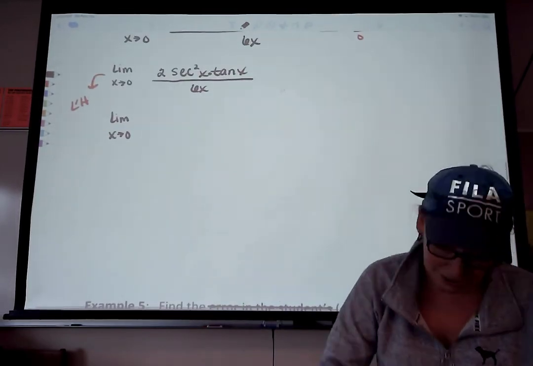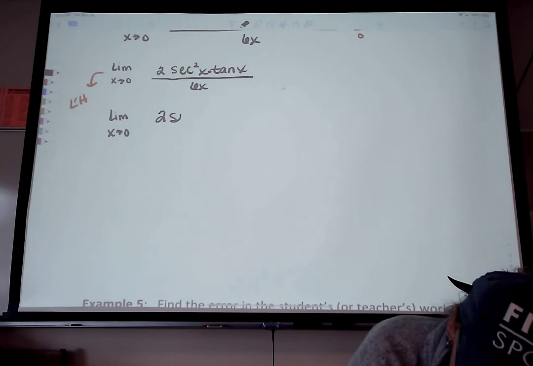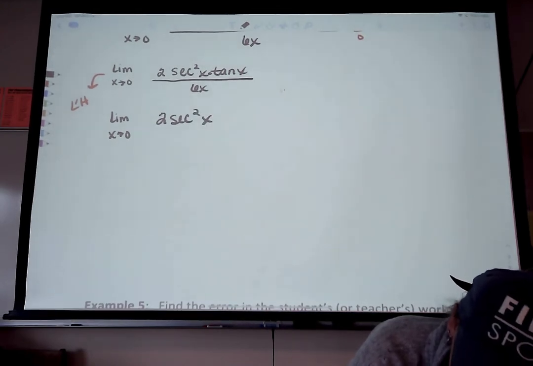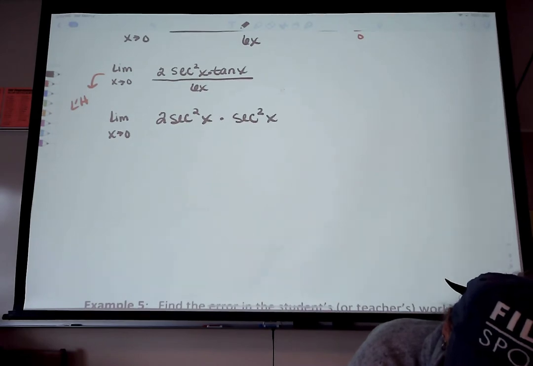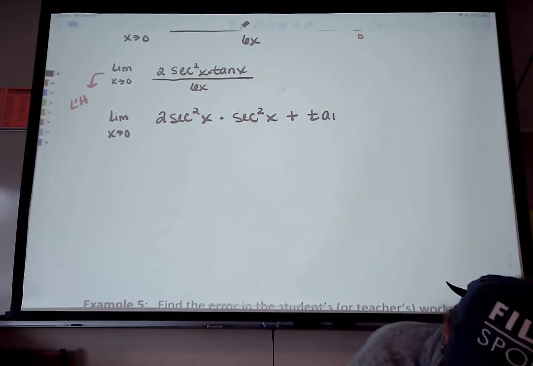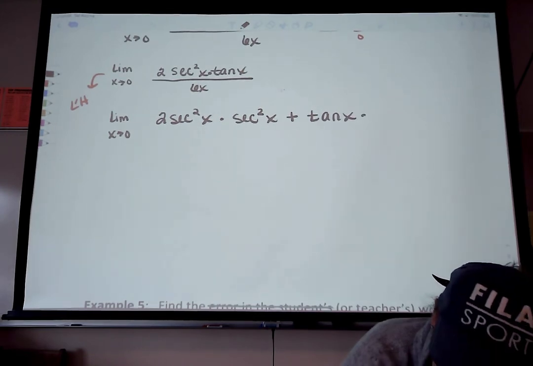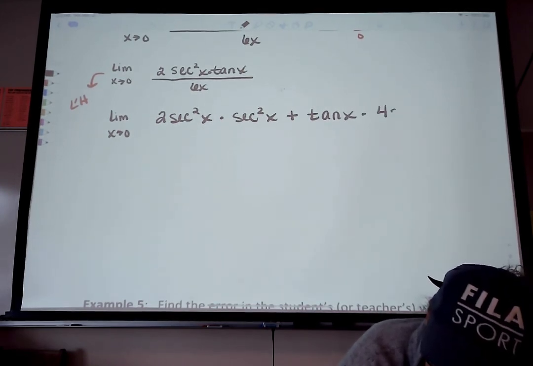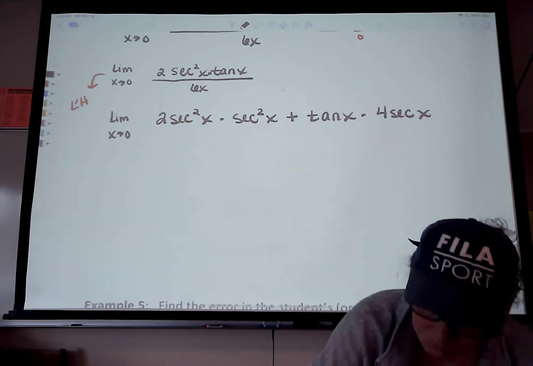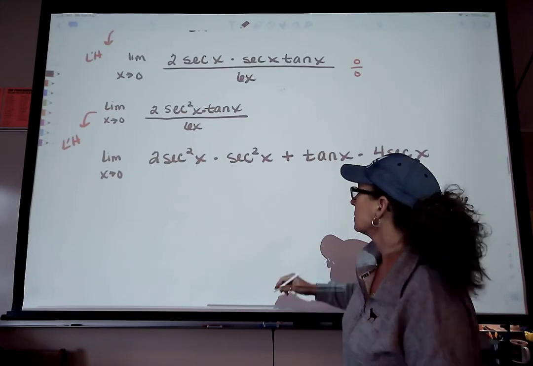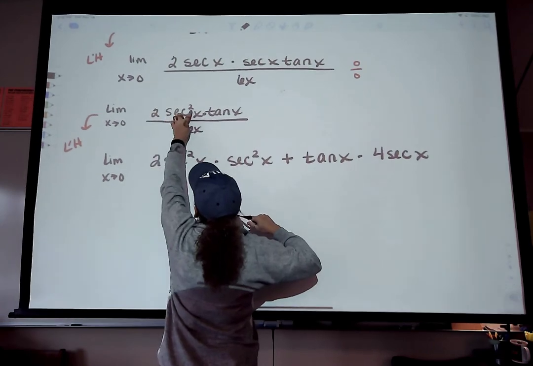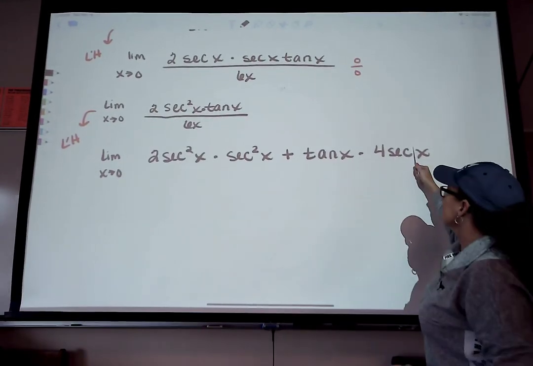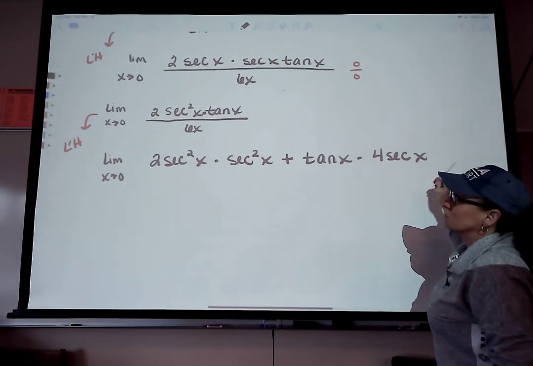So 1 d2, plus 2 d1. This is to the first. Now chain rule it.